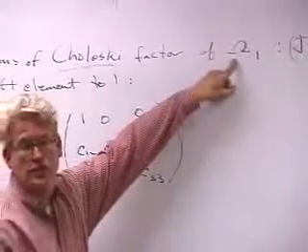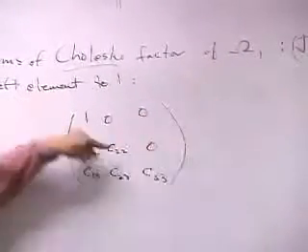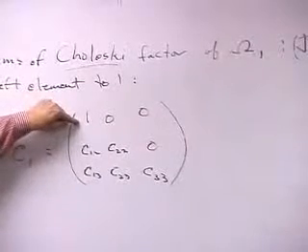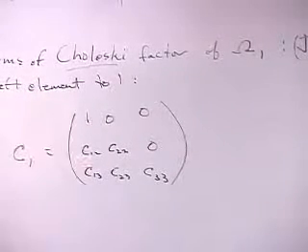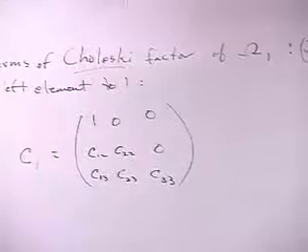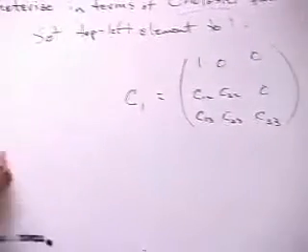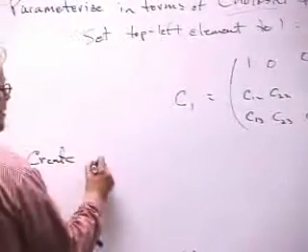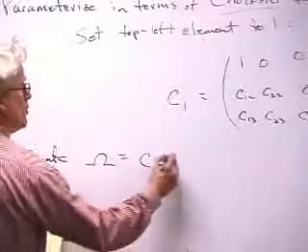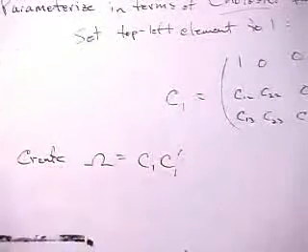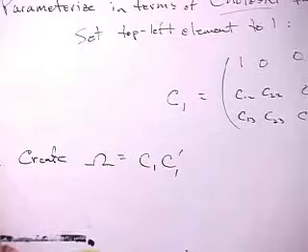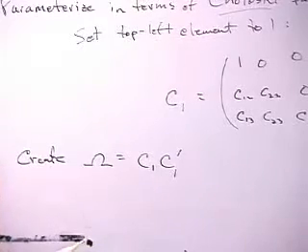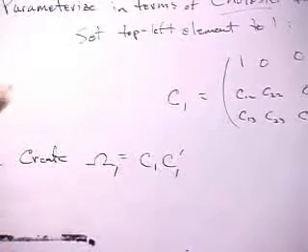I'm just doing that because it's convenient, with the top left element held at 1. So you've got these parameters. Then you have your program create omega 1 as C1, C1 prime.